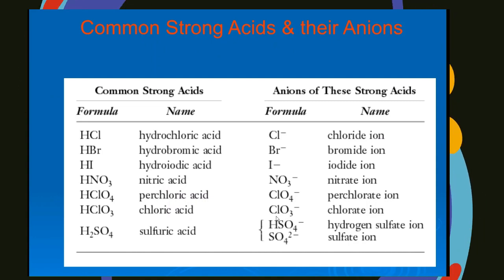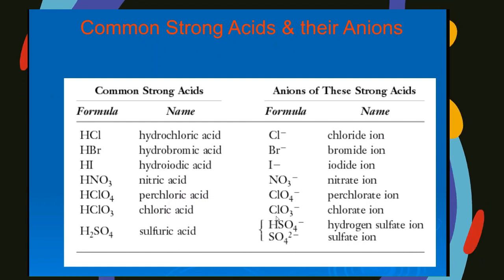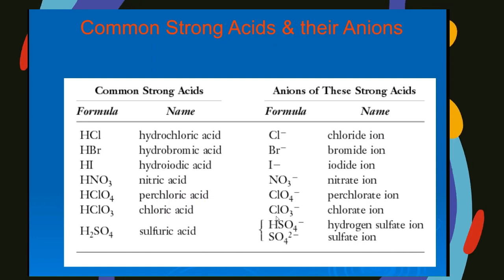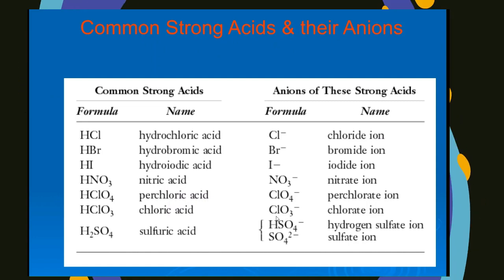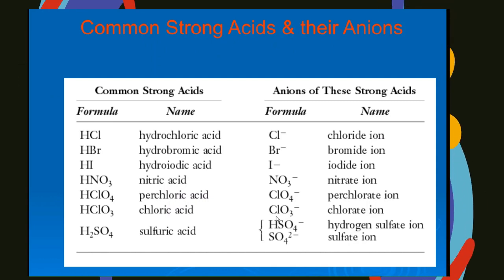perchloric acid. So here ClO4- is the perchlorate ion we will get. Now HClO3, that is chloric acid. So we are getting ClO3-, chlorate ion. And H2SO4, we are sometimes getting HSO4-, that is hydrogen sulfate ion, and sometimes we are getting only sulfate ion, that is SO4 2-.